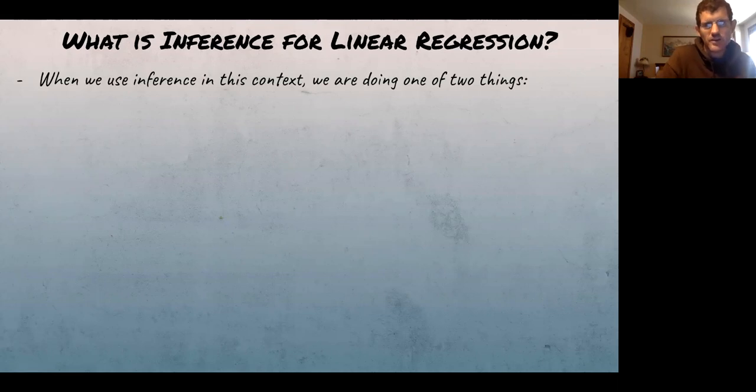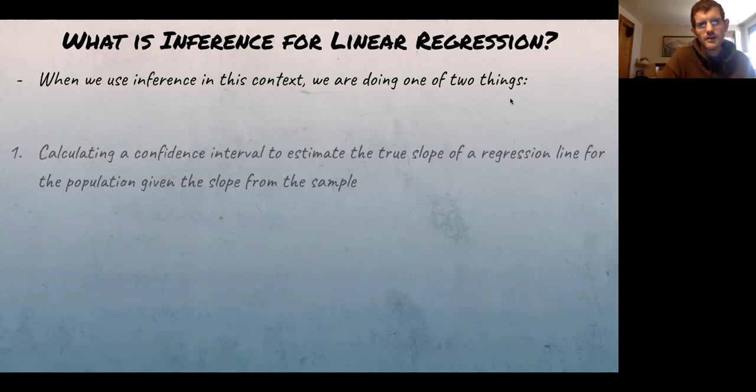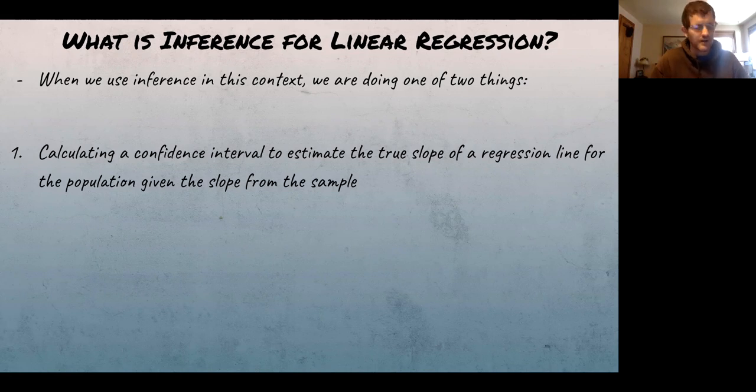When we use inference in this context, we're doing one of two things. We can calculate a confidence interval to estimate the true slope of a regression line for the population given the slope from the sample. Now, this is going to come up in the presentation in just a little bit, but when we're doing inference, we are only trying to make claims or test hypotheses about the slope of our regression line. It doesn't have to do with the y-intercept. For the rest of regression, we don't care about the y-intercept. We're only making claims and testing hypotheses about the slope.